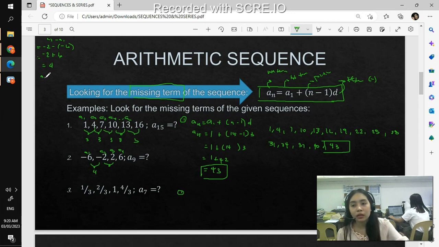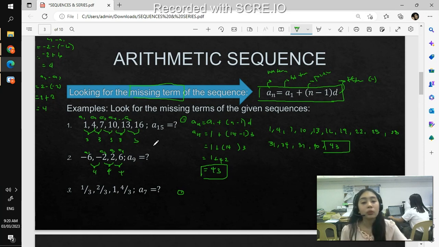So this is a sub 3 minus a sub 2. Our third term, that is 2, minus our second term, that is negative 2. So this gives us 2. Negative times negative, that is positive 2. So we have in here positive for the same difference. Okay, then we have 6 minus 2, that gives us 4. Now we have confirmed that they have the same difference or the common difference. Therefore, we are free to use the given formula.